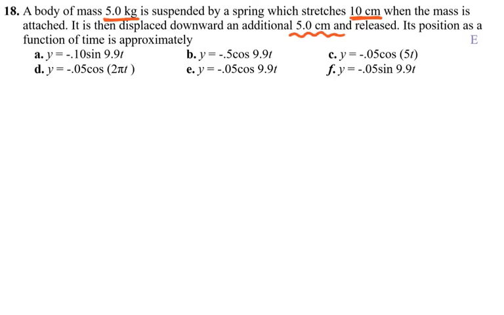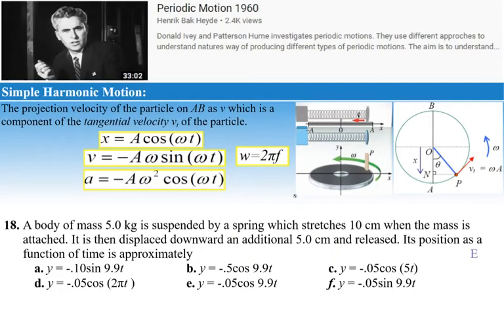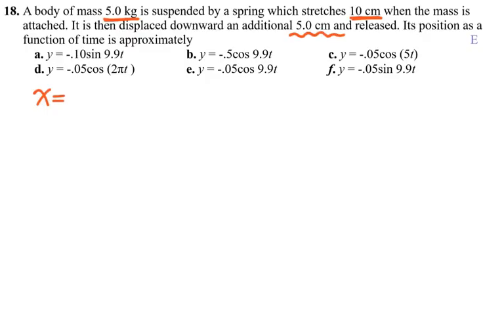And release it. Its position as a function of time is approximately, and now you have to figure out which one of these is the solution for the position over time. If you remember the formula I just showed you, the position over time is a cosine omega t. So that would be a cosine omega t.